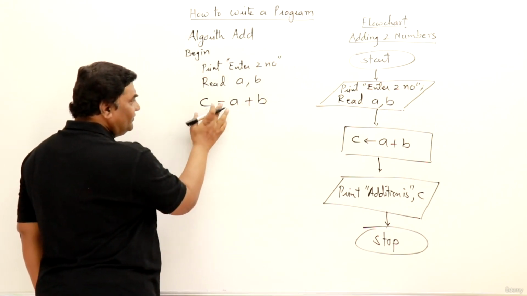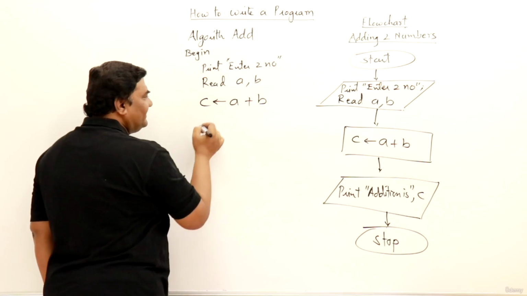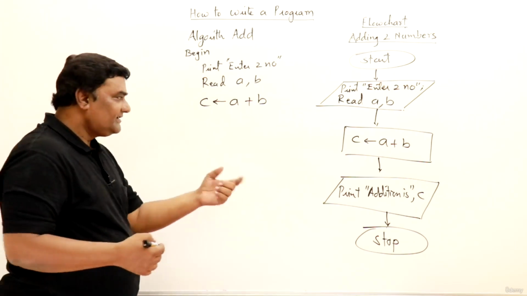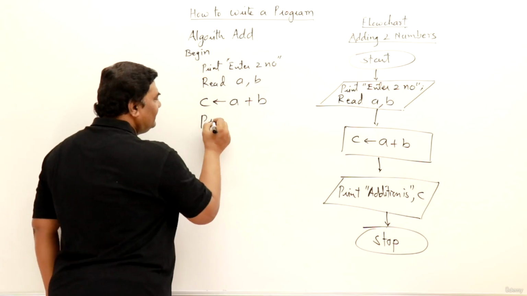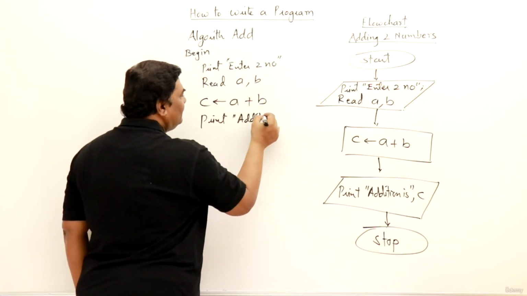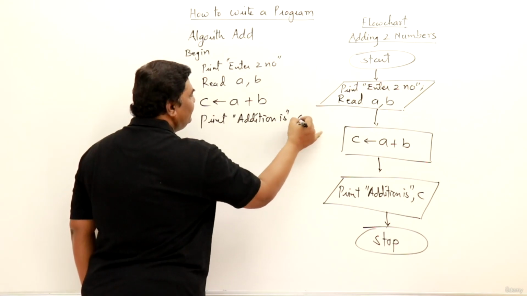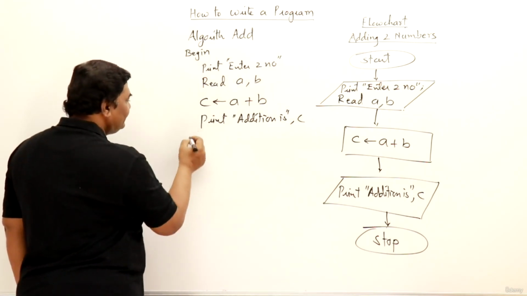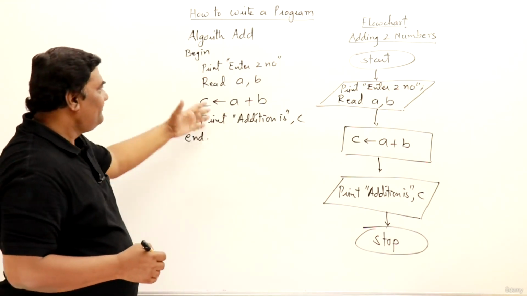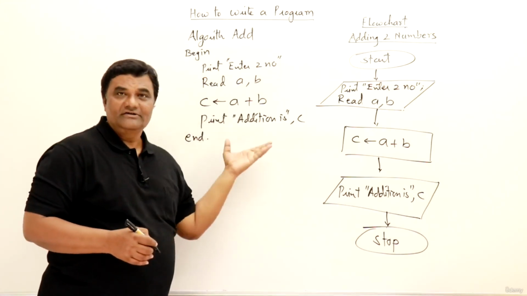So I am writing this as assignment. Don't read it as equal to. Otherwise, write an arrow like this. Now next step is printing addition of number is so and so. So print addition is C. So this is the result. And this is the end of our algorithm. So those steps I have combined and written as an algorithm.